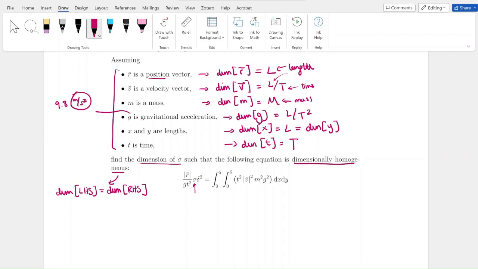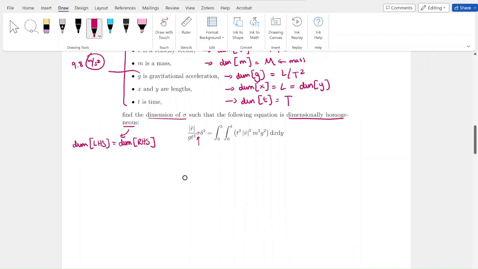Okay, so now we need to find the dimension of sigma such that this equation is dimensionally homogeneous. So let's recall some of our rules. First things first, if you have a division of two quantities, the dimension of that is going to be equal to the dimension of the top quantity divided by the dimension of the bottom quantity. The same thing applies for multiplication, so if you have g times t squared, this is going to be equal to the dimension of g times the dimension of t squared.